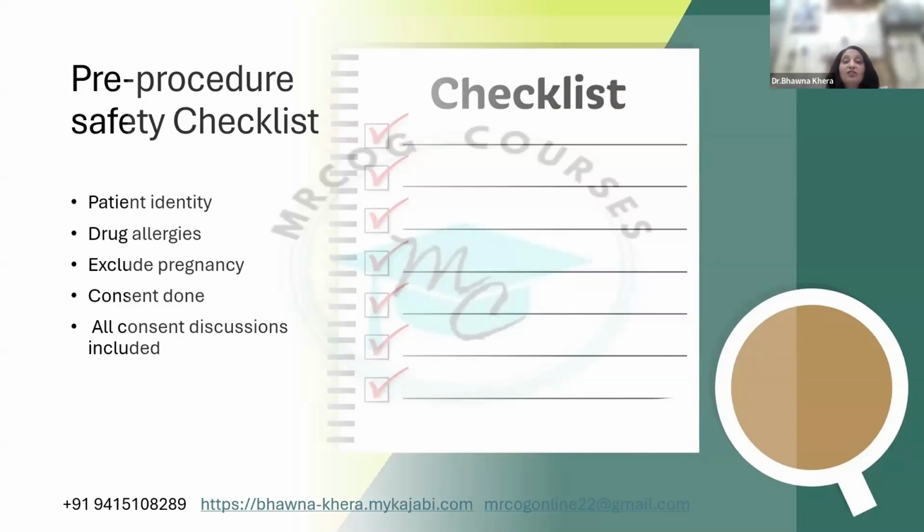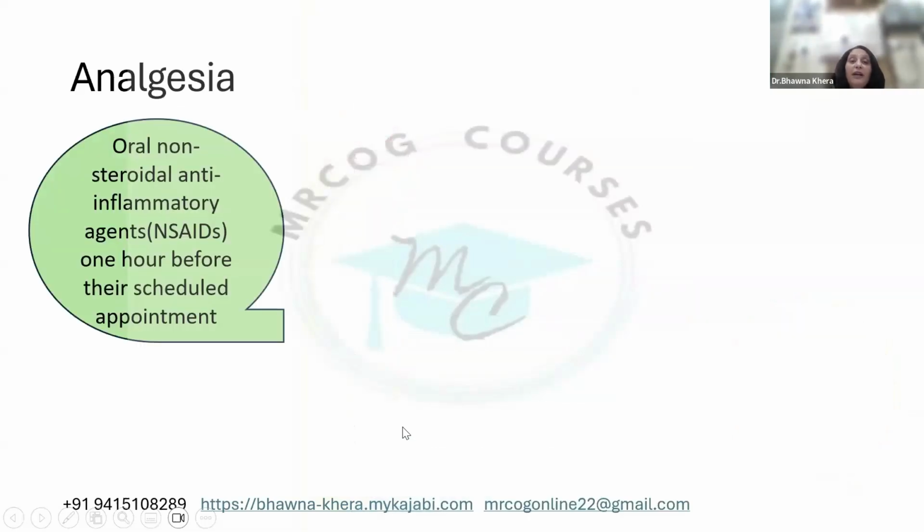All the consent discussions, which I have included in the previous slide, should be discussed, right? If you miss something, then you lag on the safety points. So these are the two slides, very important for the part 3 people. Now coming to analgesia. As I've already mentioned in the previous slide, the pre-procedure analgesia is a very important thing, and we need to take care of that.